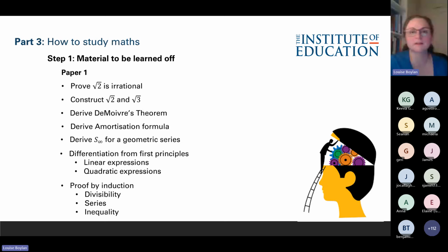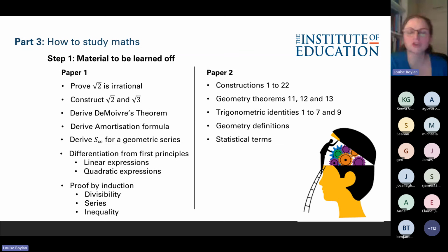On paper two, we have our constructions, 22 constructions. That sounds like a lot, but 15 of them you did in junior cert. One of them is draw a straight line with a ruler. One of them is draw an angle with a protractor, right? So some of them are very, very short. Others then are a bit longer, and they're a combination of some of the earlier ones as well, right? So make sure you know how to do those. There's YouTube videos of them all online. If you're not sure, you'll find them no problem.